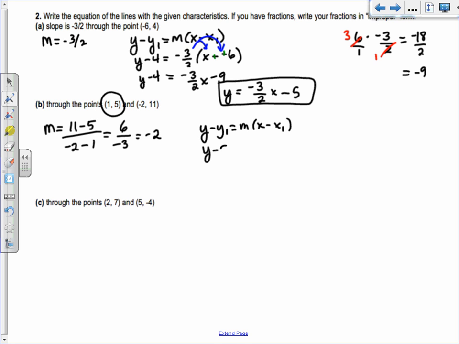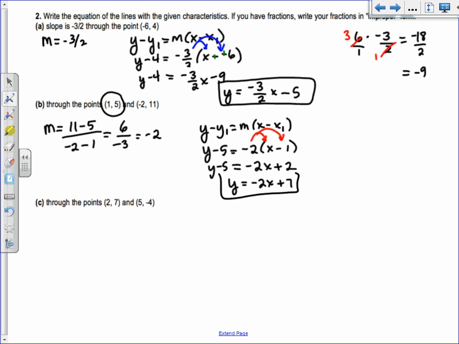All right, so I have y minus 5 equals negative 2 times x minus 1. Distribute your negative 2. So I'm going to have negative 2x plus 2. And I'm going to add the 5 over. So I get negative 2x plus 7 in the end. So that's your next answer.